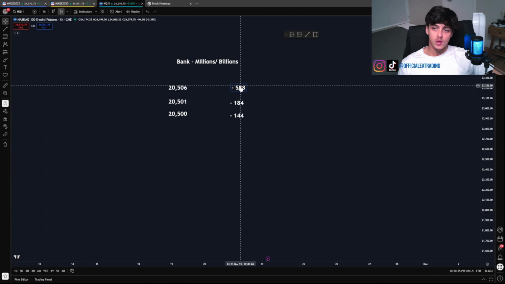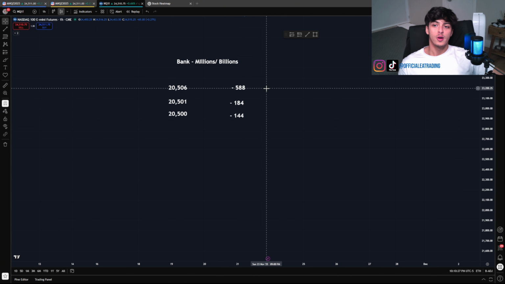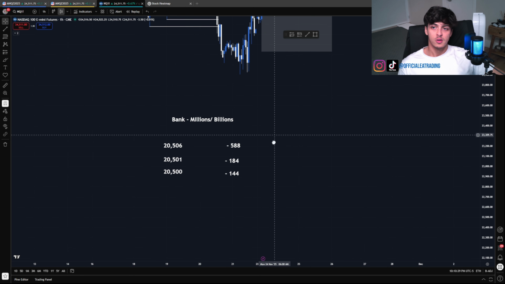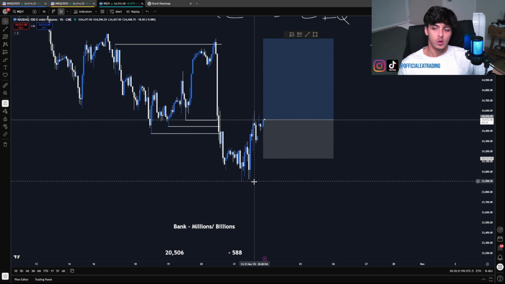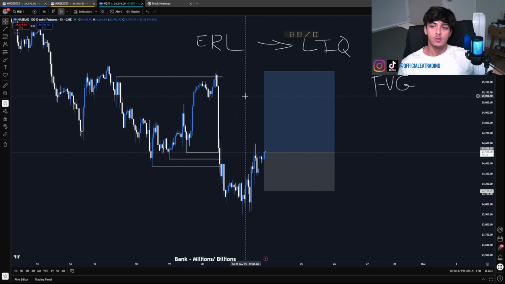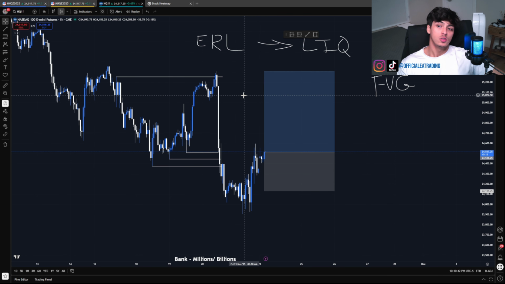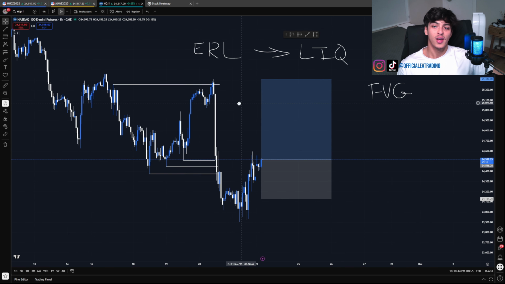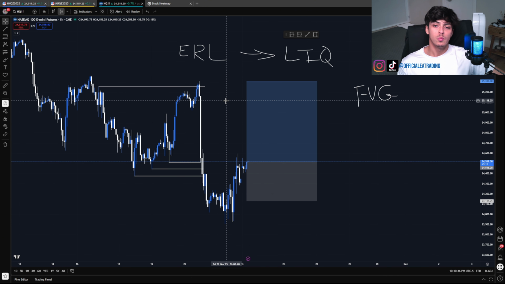So the banks are attracted to the places where there's more resting orders, also known as points of liquidity. So when we go to a point of liquidity, it means banks can get more orders filled for the same price, which means if the bank is entering, you should probably enter too. We want to trade with the banks, not against the banks. They're the ones that are moving the markets.